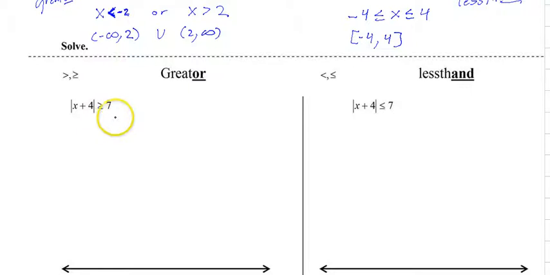Okay, greater, either of these symbols, less than any of these symbols. So our absolute value is greater than 7. We write x plus 4 is less than or equal to negative 7. So remember, put the negative, flip it, and then we rewrite it exactly how it looks, but throwing away the absolute value. And we put an or in between. And these are our two inequalities that we get to solve.